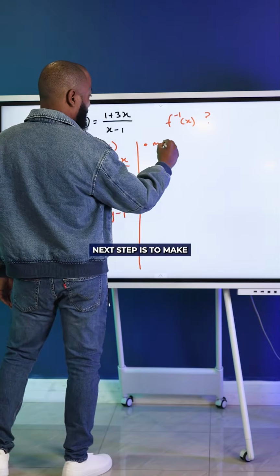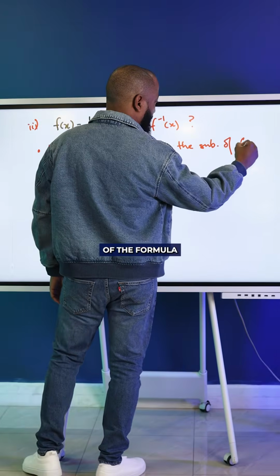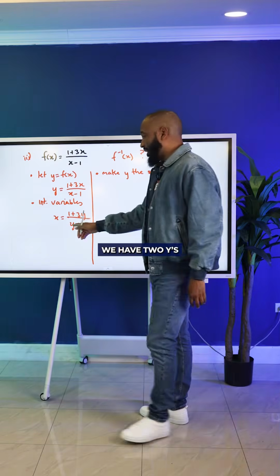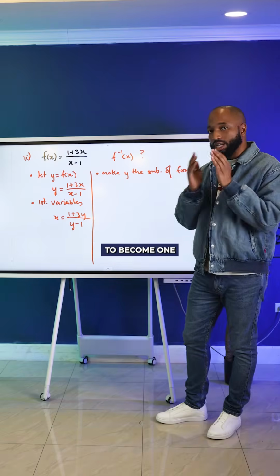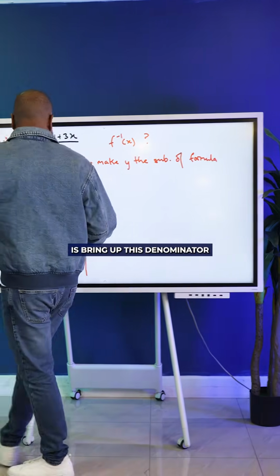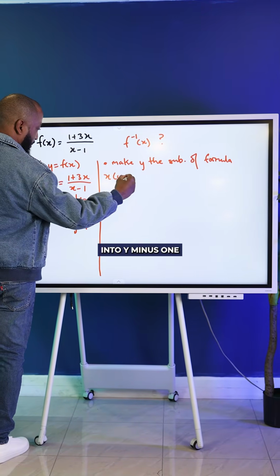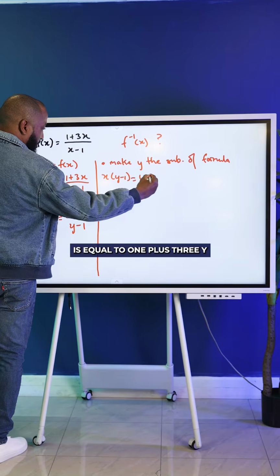Next step is to make this new y the subject of the formula. Now, the problem is we have two y's. How do we get those two y's to become 1 and at the start of the equation? The first thing we want to do is bring up this denominator here. Can you visualize it? It's going to be like x into y minus 1 is equal to 1 plus 3y.